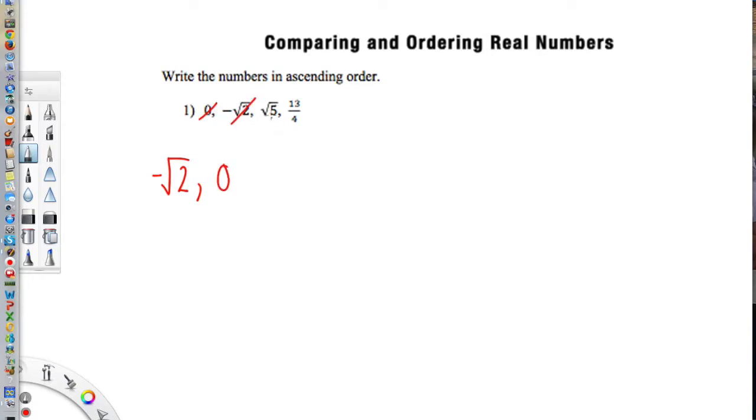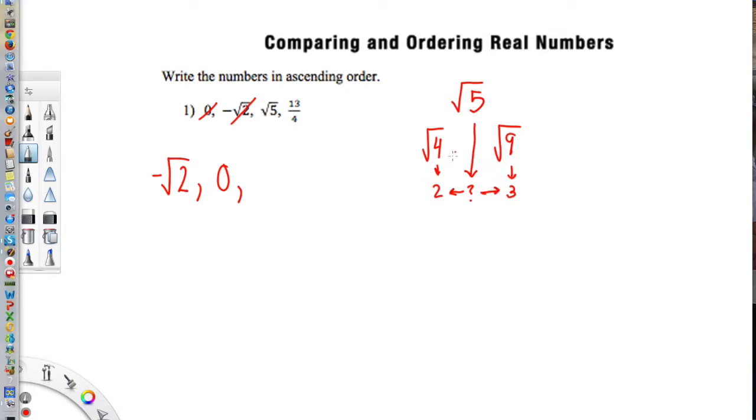And I know that 0 would come next. How do I know that? Because these other two numbers are positive numbers. That means it's somewhere greater than 0. Let's take a look at the square root of 5 first. The square root of 5 is somewhere between the square root of 4, which is 2, and the square root of 9, which is 3. So the square root of 5 is somewhere between 2 and 3. It's greater than 2 but less than 3.